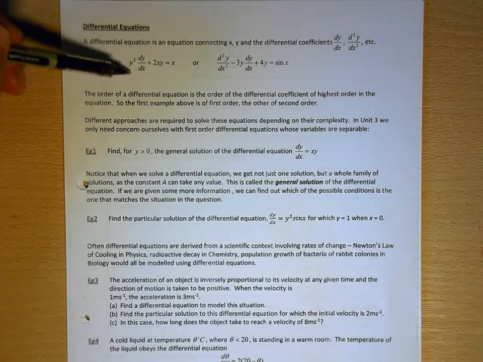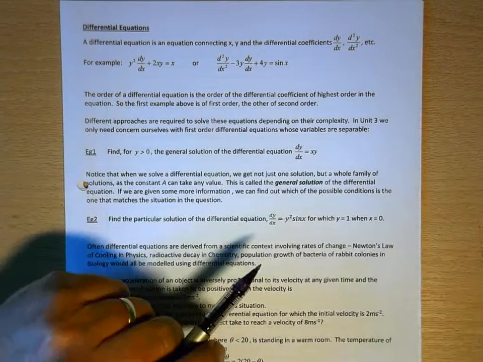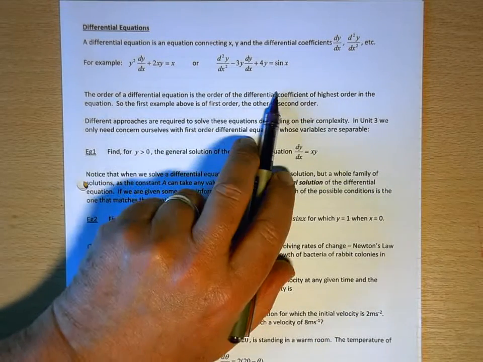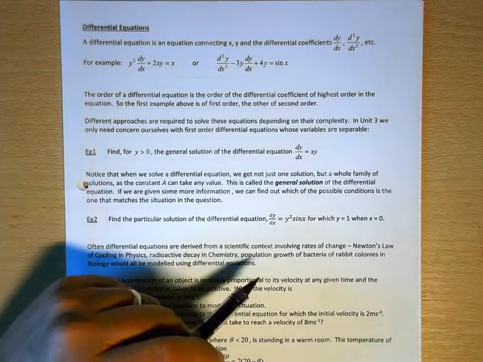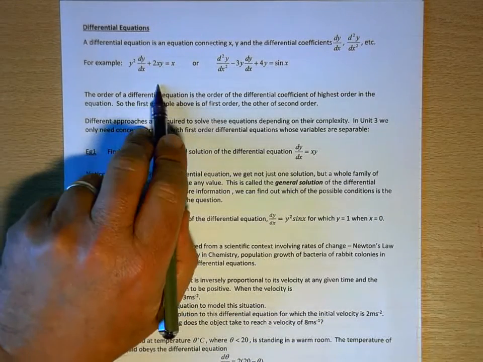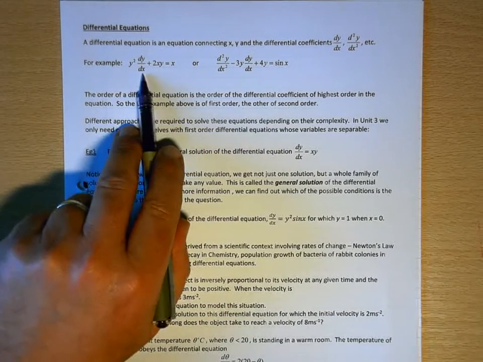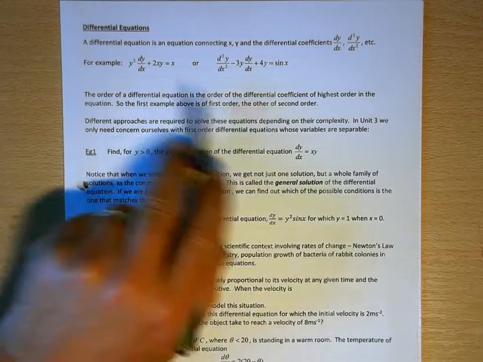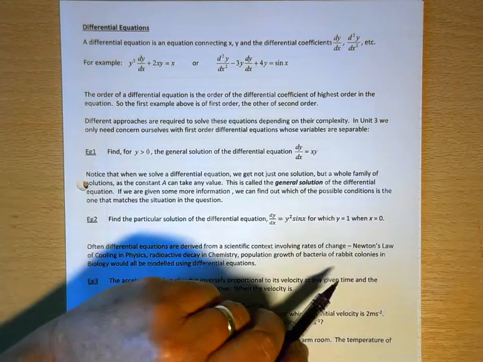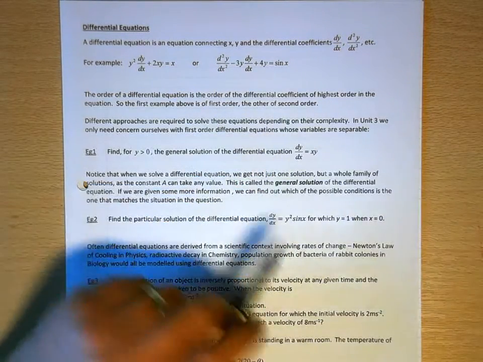That there, y squared dy/dx plus 2xy equals x, is a differential equation because it's got a dy/dx in. This one has got d2y/dx squared's and dy/dx's in. Both of those are called differential equations. This one is called a first order differential equation because the rate of change part of it is of order 1. Whereas this one, where it's got squareds in, that's known as a second order differential equation. If it had cubics in, it would be third order, and so on.